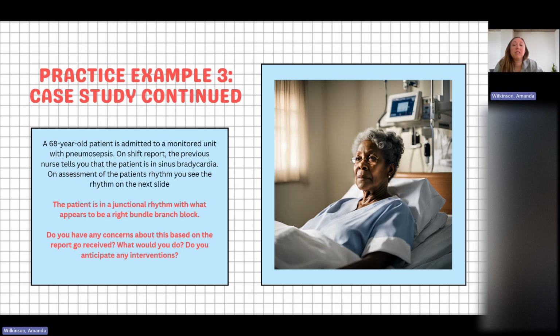And then we want to think about the cause. We know that she has sepsis, which can cause conduction issues. So could this junctional rhythm be a sign of progressive cardiac involvement or deterioration? Continue monitoring closely. Exactly. Do you anticipate any interventions for this patient? Yeah. What kind of interventions do you think?